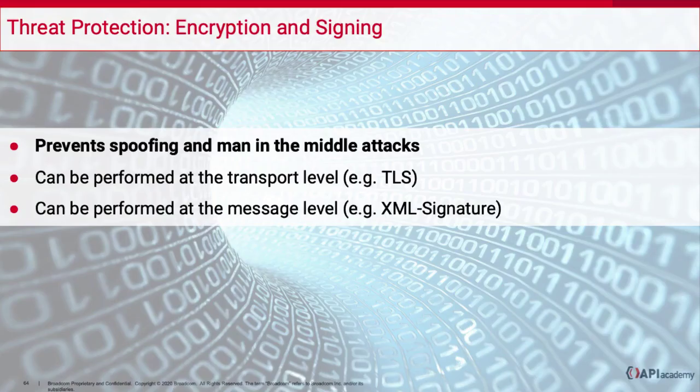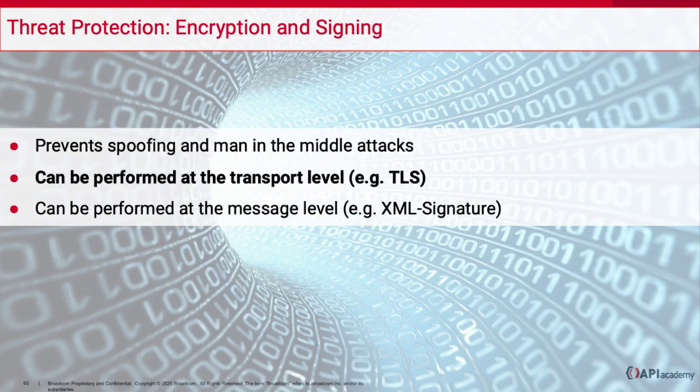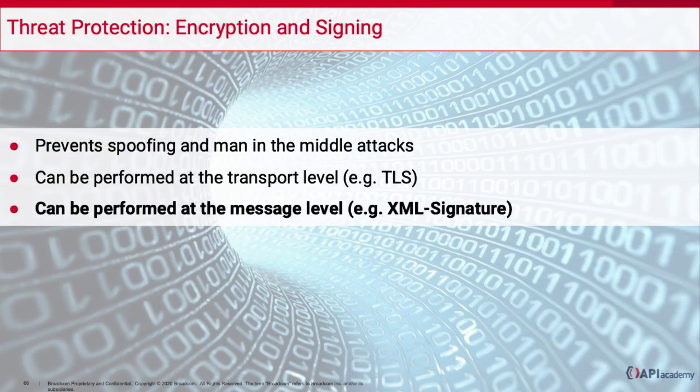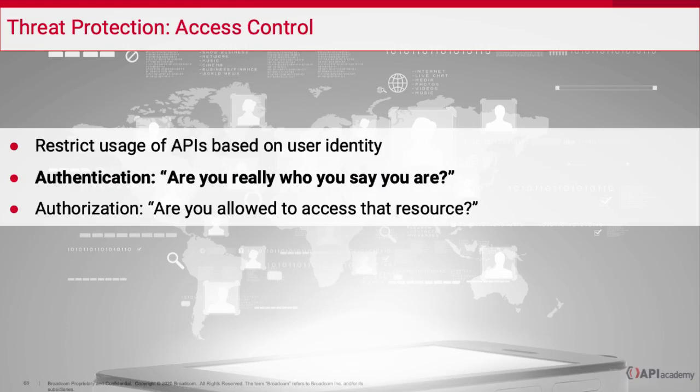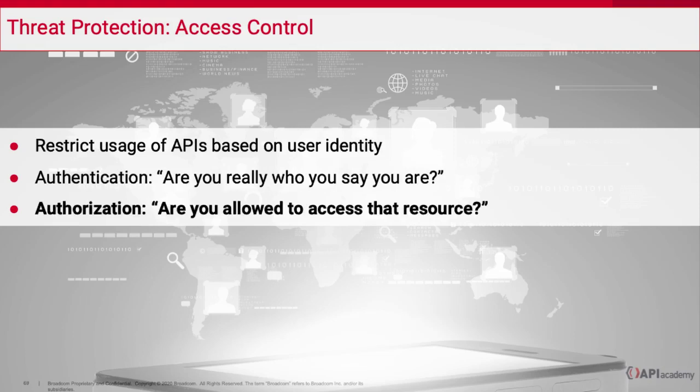Encryption and signing prevent spoofing and man-in-the-middle attacks, and can be performed at the transport level or at the message level. Last but not least, there is access control that restricts usage of APIs based on user identity. The authentication question is basically, are you really who you say you are? And the authorization question, are you allowed to access that resource?